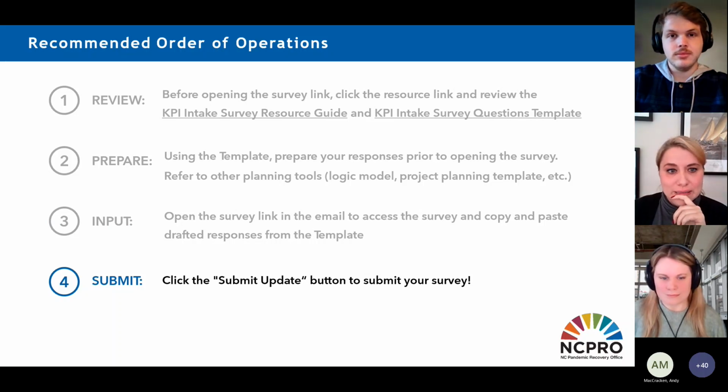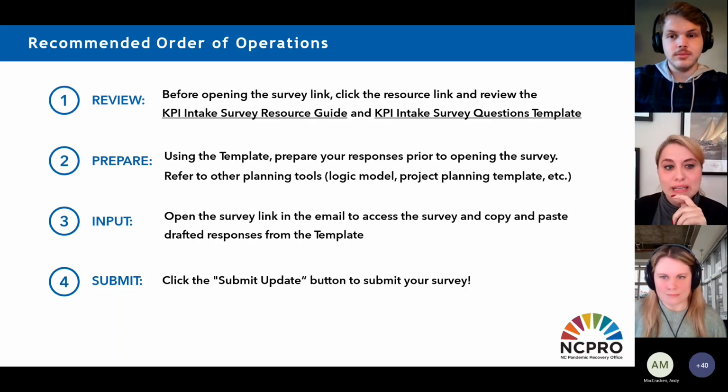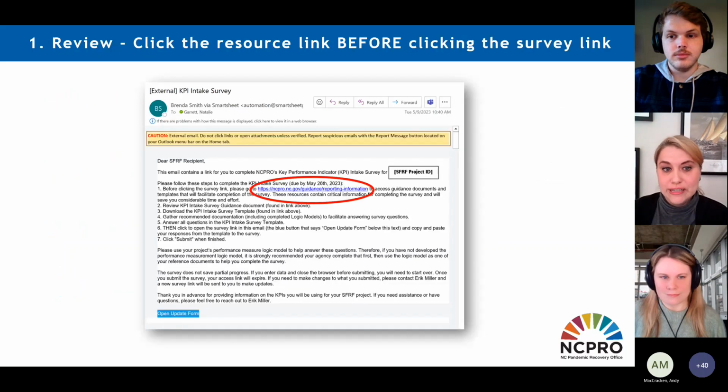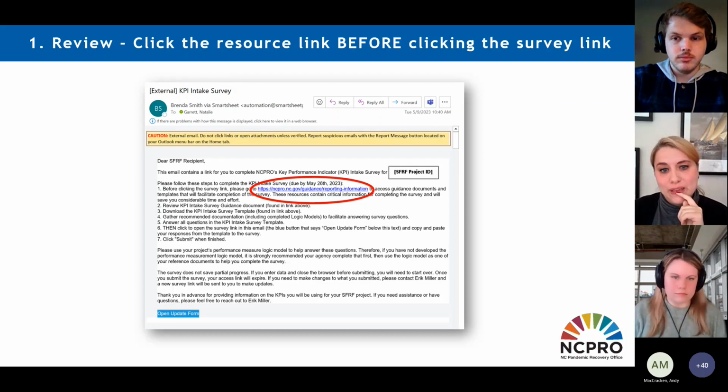Okay, next slide, please. So now we can dive a little deeper into each of these operational steps. Here is a snapshot of that email that you should have received. Again, if you haven't, check in your spam. If it's not there, reach out to your grants manager at NCPRO. As step one says, the first step is to click that link circled in red up there before opening the survey link, which is, again, that tiny little blue button in the left-hand corner. Next slide.